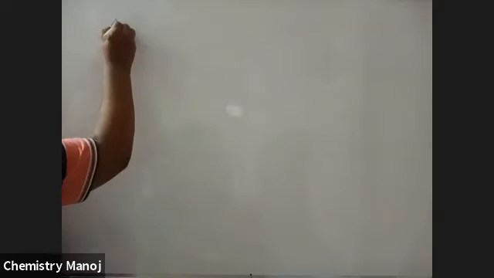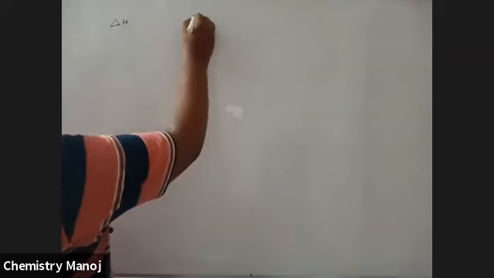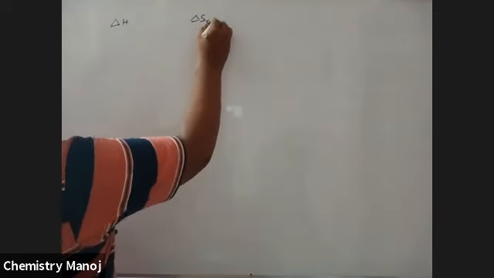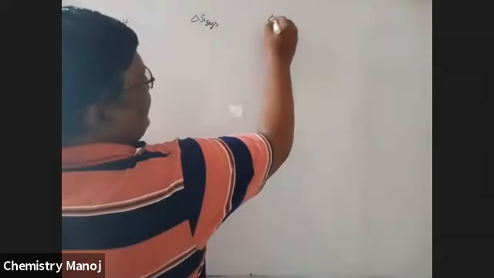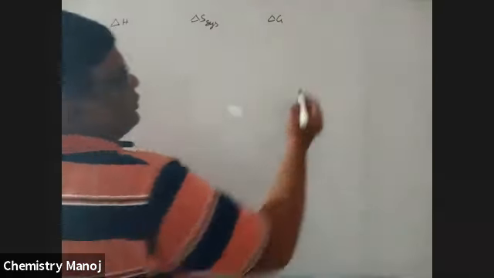That clearly explains the spontaneity of the system. Now, see here, it is delta H, that is the change in enthalpy. Delta S, which is for the system. Delta S. Now, delta G. Now, conclusion.